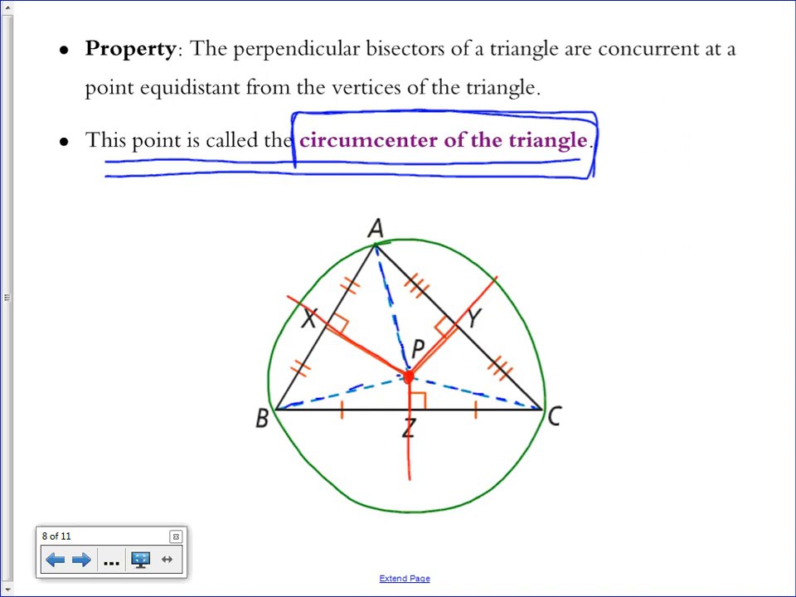But that's sort of a special point, right? P is the center of the circle that goes through each of the corners of the triangle. So in this case, it's like PA is a radius, and PC is a radius, and PB is a radius because, you know, the radius of a circle is the same the whole way around.